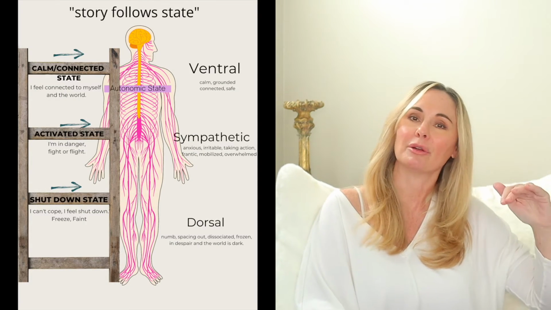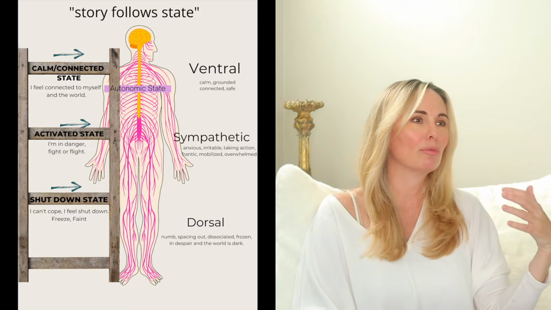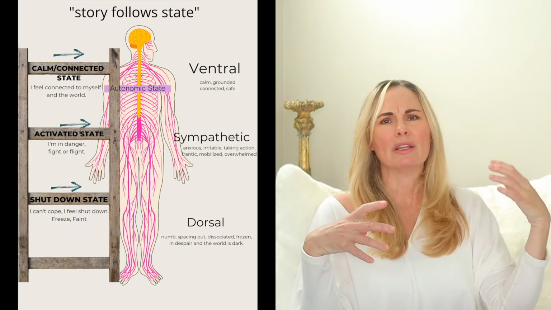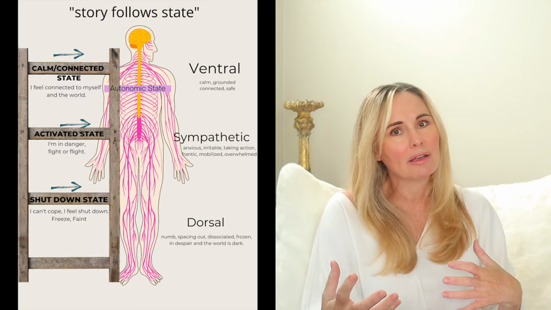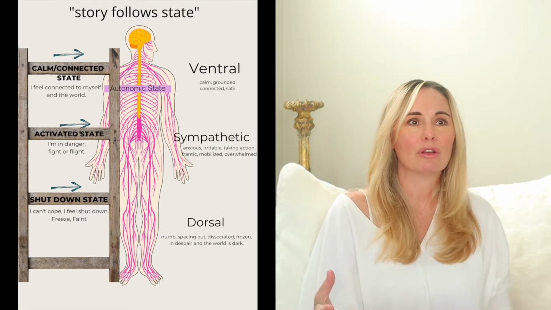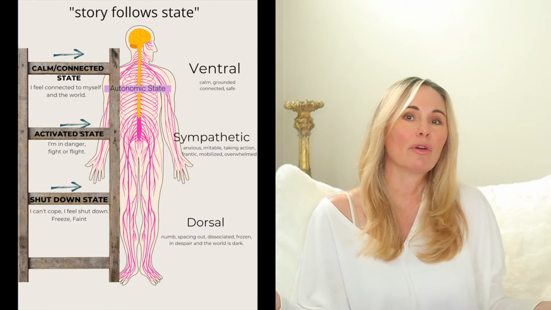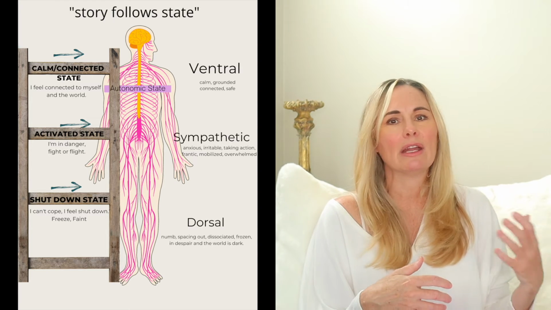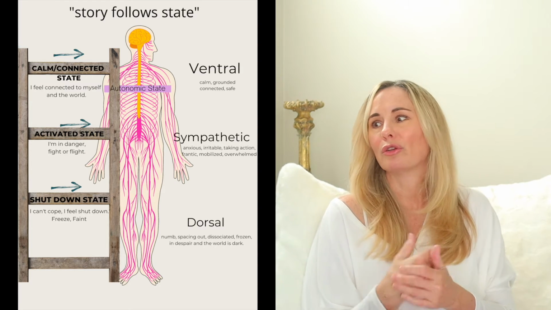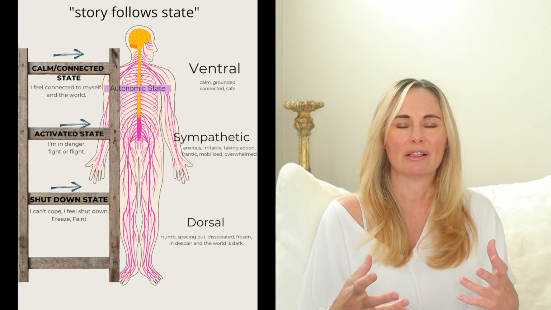So we have ventral vagal, which is a place of connection. We're connected, we feel a sense of well-being, we can take in information and respond. It's that place you feel when everything's kind of okay, and you're talking to somebody and you feel safe and connected, or you're doing yoga. It's any of those kinds of things.